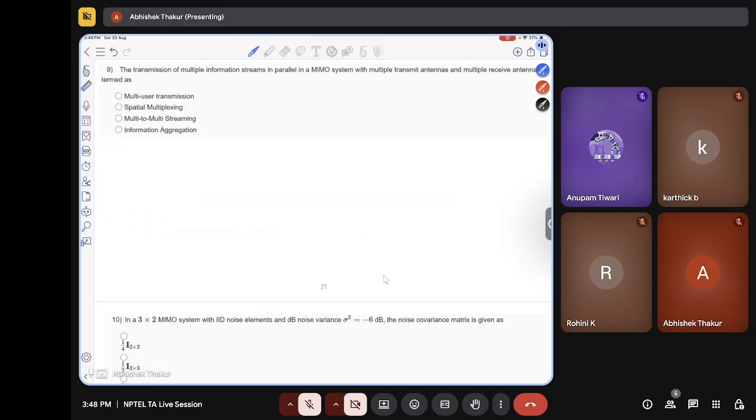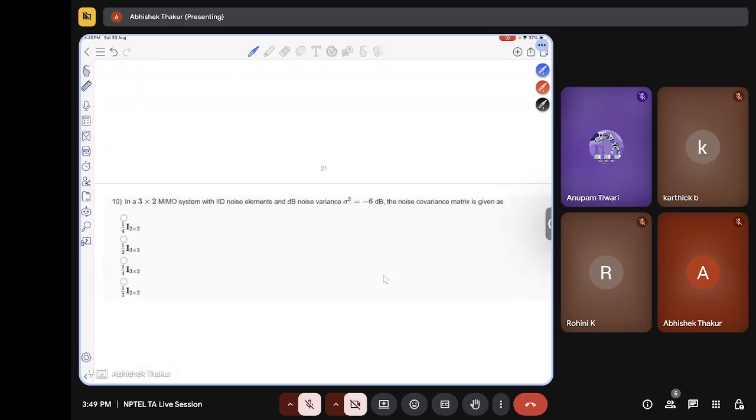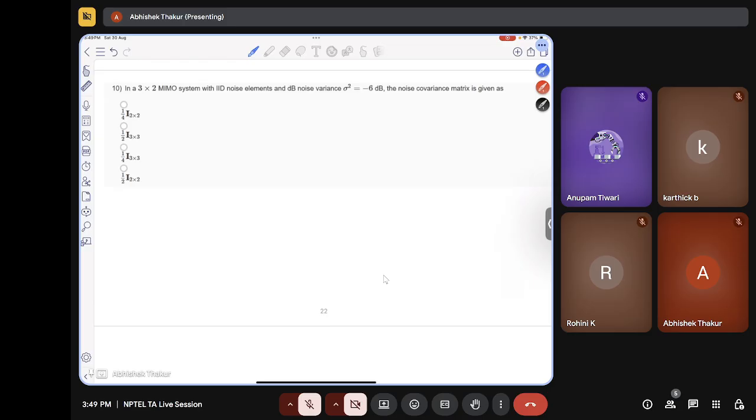Now coming to question number 9. The transmission of multiple information streams in parallel in a MIMO system with multiple transmit antennas and multiple receive antennas is termed as spatial multiplexing, what we have studied in the beginning. Now come to question number 10.